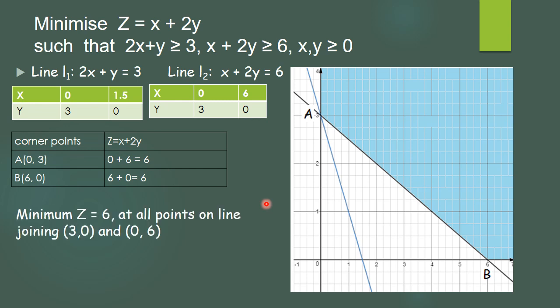So what can we say? The minimum value of z is attained not only at these two corner points, but at all the points joining these 2 points. So any point on this line segment AB is a minimum optimal solution and the value will be 6.